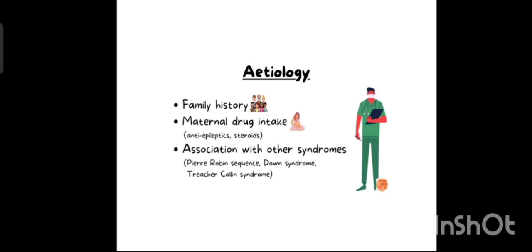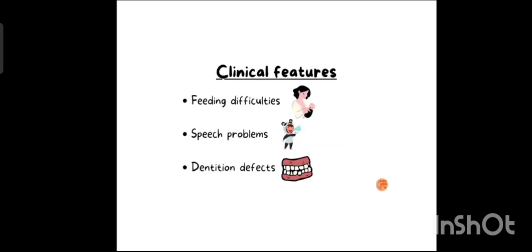Etiology: family history, maternal drug intake, that is antiepileptics and steroids, teratogens are also involved, and association with other syndromes such as Pierre Robin sequence, Down syndrome, and Treacher Collins syndrome. Clinical features include feeding difficulties, speech problems, and dentition defects.